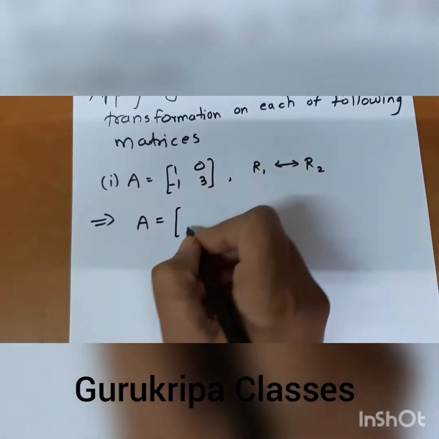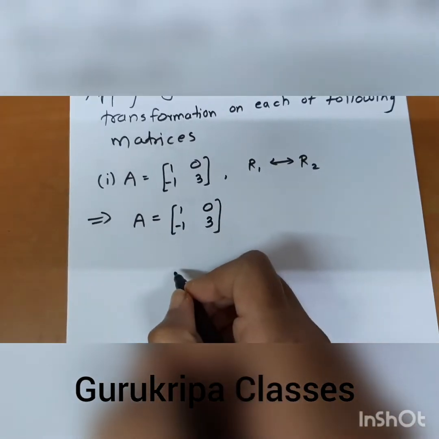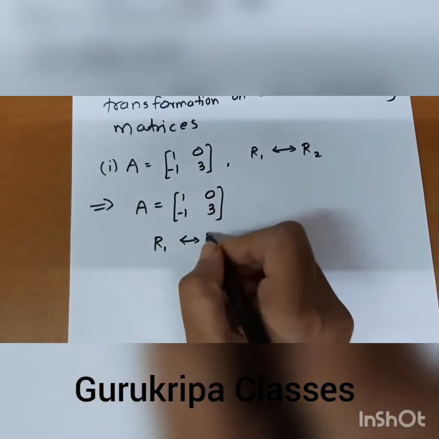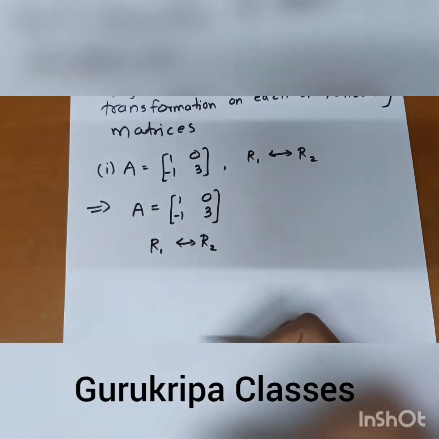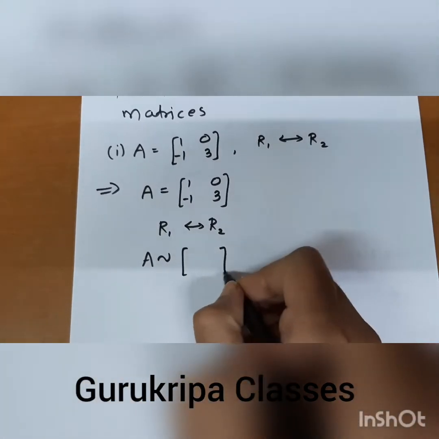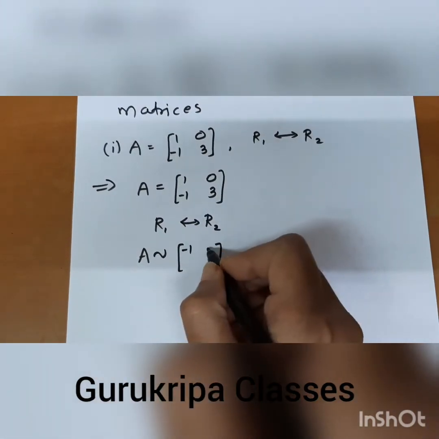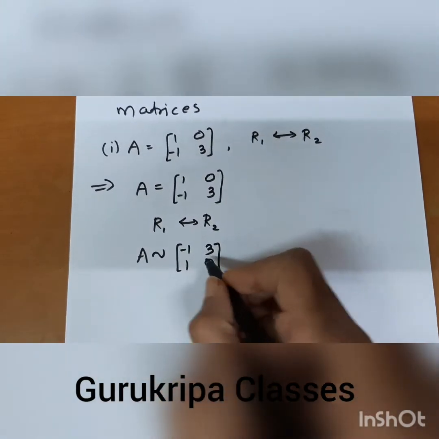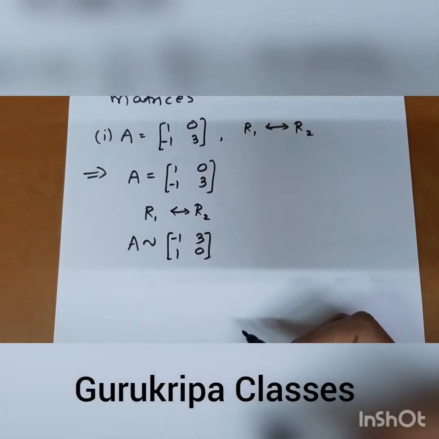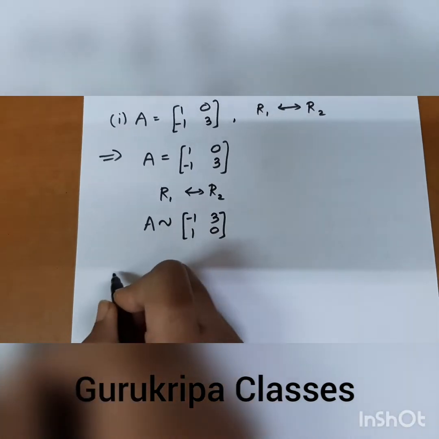So in the solution, what you will write here: 1 0 minus 1 3 is the matrix A, and the operation here is R1 interchanged with R2. R1 interchanged with R2 means we have to change the first row with the second row. So I am writing the second row first, that is minus 1 3 and then 1 0. So this is the answer for the first example. This was the simple one.